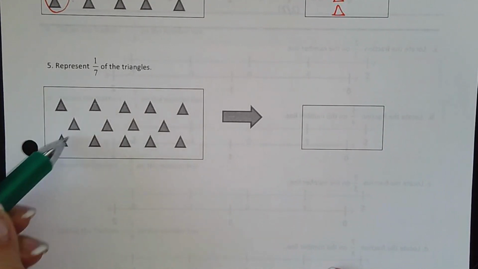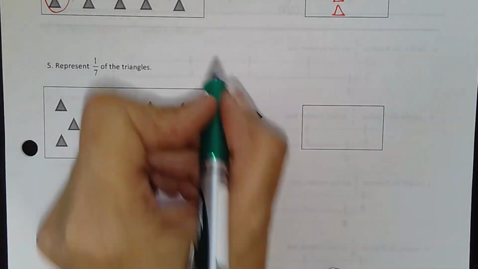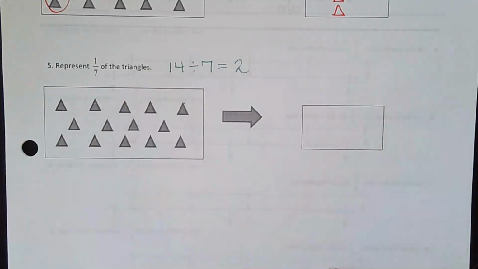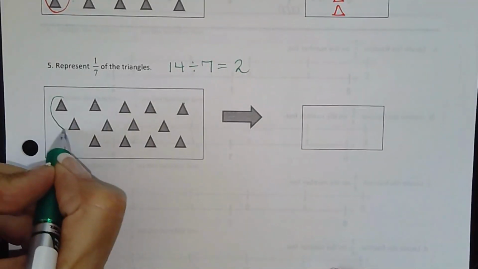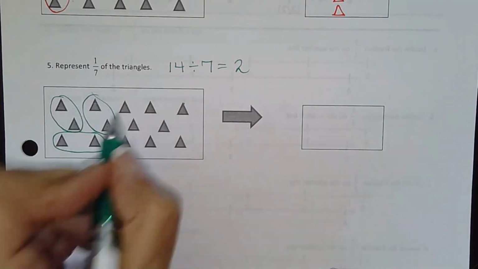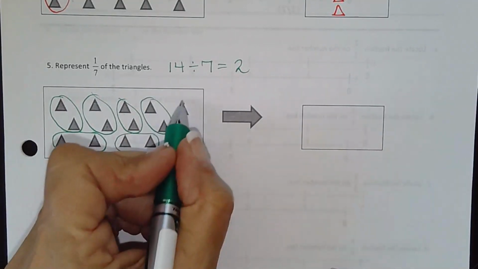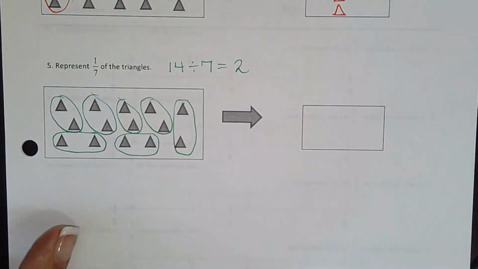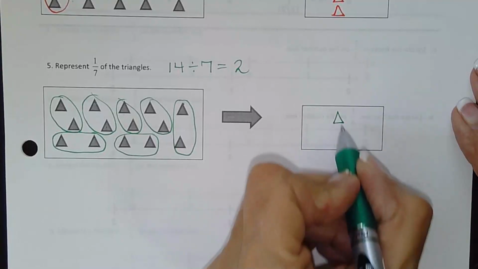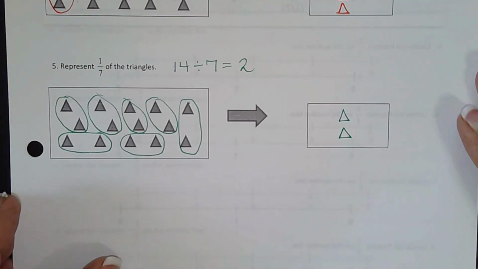So for this one, we have 3, 6, 9, 12, 13, 14. So 14 divided by 7 groups means you'll have 2 per group. So 2, there's 1 group, and remember we need 7. There's 2 groups, 3 groups, 4 groups, 5 groups, 6 groups, and 7 groups. And I want 1 of those 7 groups, so 1 of the groups is just 2 triangles. So just like the last one you did.